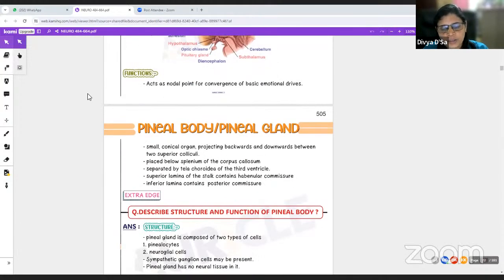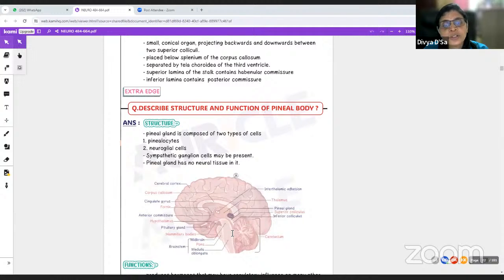Pineal body, also called the pineal gland. It is a small conical organ projecting backwards and downwards between the two superior colliculi. It is placed behind the splenium of the corpus callosum, and separated by the tela choroidea of the third ventricle. One stalk goes up and one stalk comes down. The superior lamina of the stalk contains the habenular commissure, and the inferior lamina has the posterior commissure.